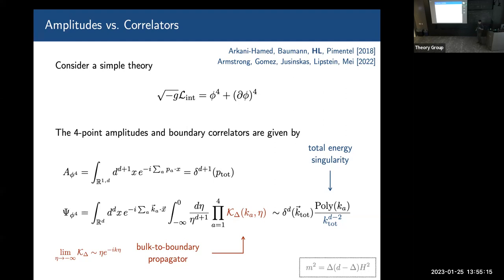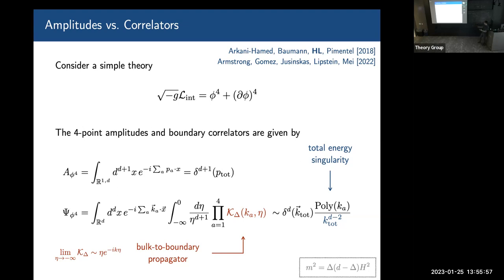Okay, so let's try to interpret what this means. What happens when you take k total going to 0 means that the integral actually blows up in that limit. And that happens because of the infinite contributions coming from minus infinity in the early time limit, in which case the bulk-to-boundary propagator simply reduces to the usual plane waves that we have in flat space. So what is physically going on is that sending k total to 0 is just like imposing energy conservation by hand.